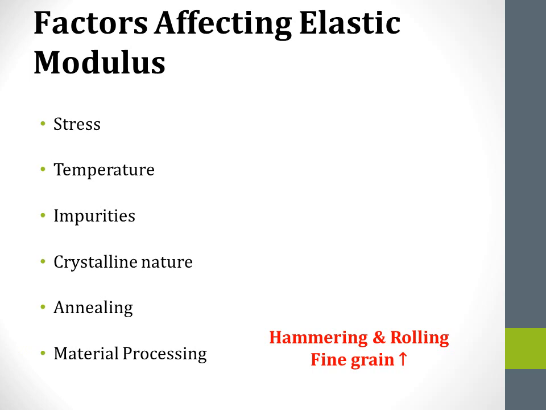Finally, material processing. Material processing can happen either by hammering or rolling, which leads to finer grains being created in the material, and fine grains lead to an increase in the elastic property of the material.